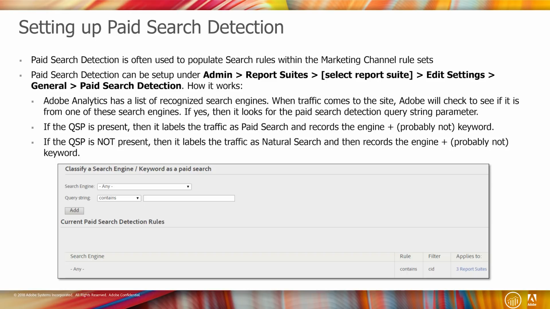Here in bold, we've identified where this actually exists, and it works very simply. The first thing that paid search detection does is it looks to see, is this visit coming from a recognized search engine? And that list of search engines we keep updated all the time. Then, when traffic comes to the site, paid search detection looks for a query string parameter that you've customized here within the paid search detection settings within the admin console. If it exists, then the visit will be bucketed as paid search. If that query string parameter, QSP, does not exist, then instead we're labeling that traffic as natural search.